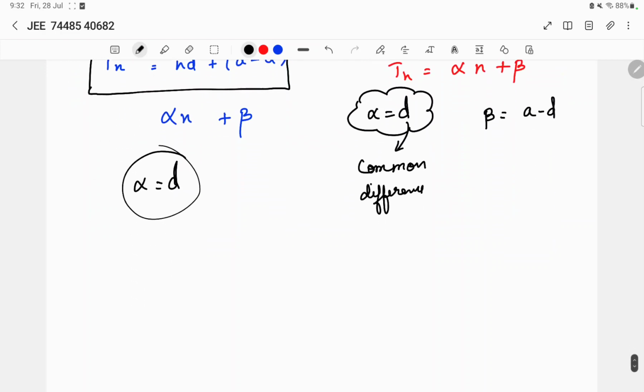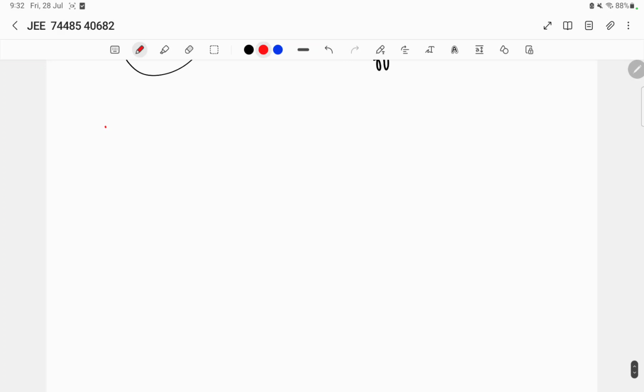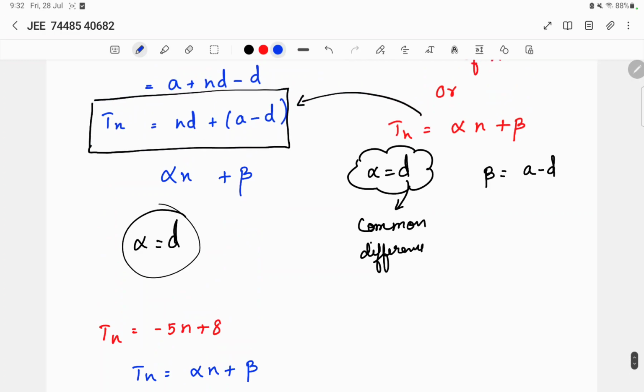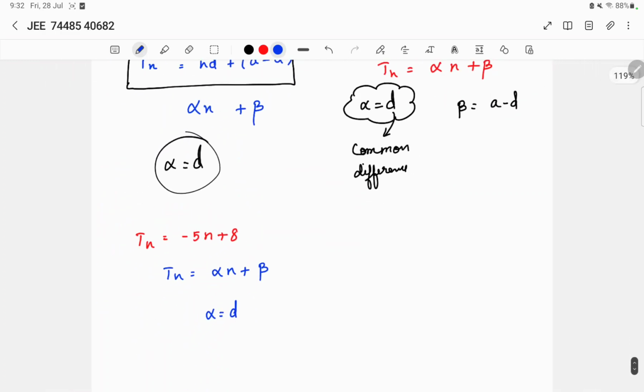alpha equal to D. So what I am telling here is, if I have taken suppose Tn equal to minus 5n plus 8. So this will be AP, because it is linear function of n. So in this linear function of n, if I have to find the first term and the common difference, I can compare with this, Tn equal to alpha n plus beta. Here this alpha is nothing but D, I told you, and this beta is nothing but A minus D.